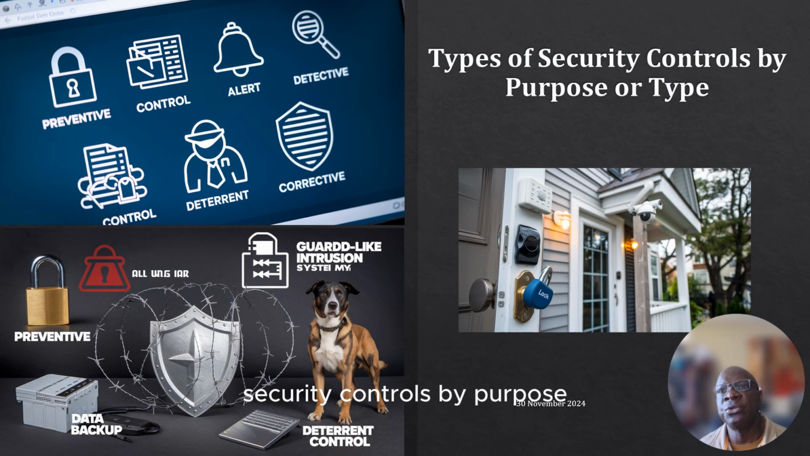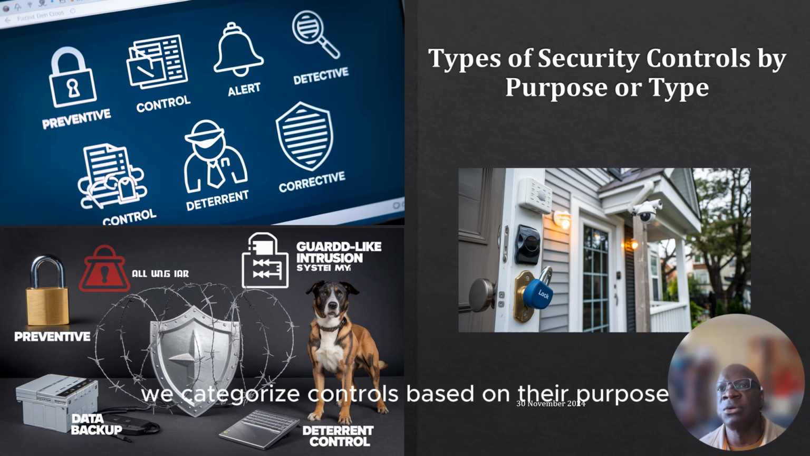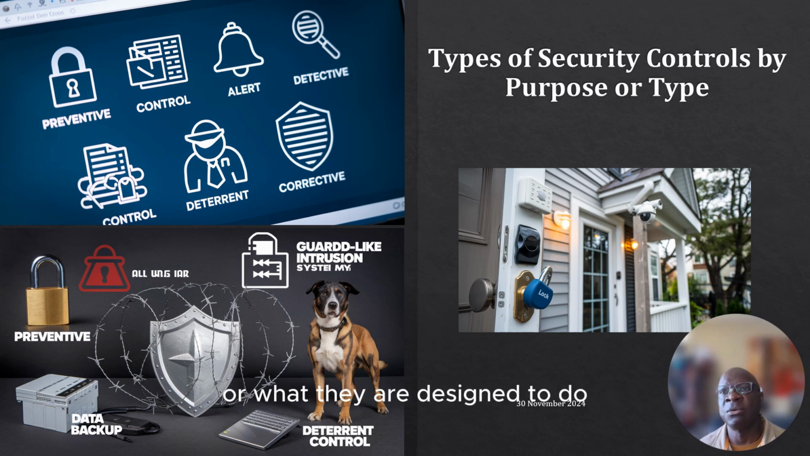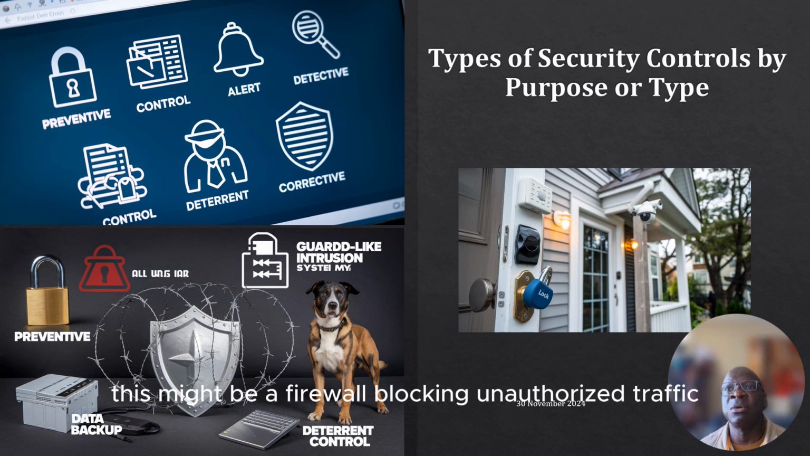Now, categories of security controls by purpose. In cybersecurity, we categorize controls based on their purpose or what they are designed to do. Let's start with preventive controls. These are like the locks on your doors. They stop issues from happening. In cybersecurity, this might be a firewall blocking unauthorized traffic.